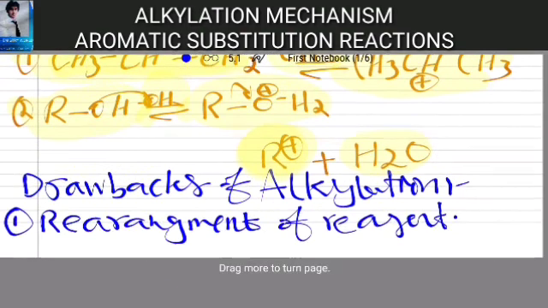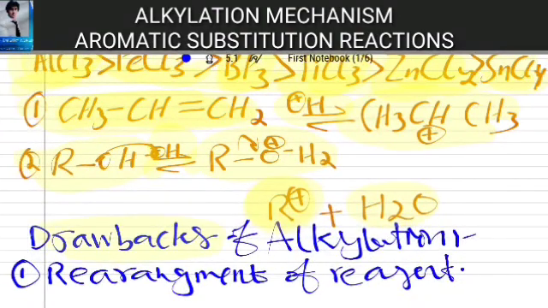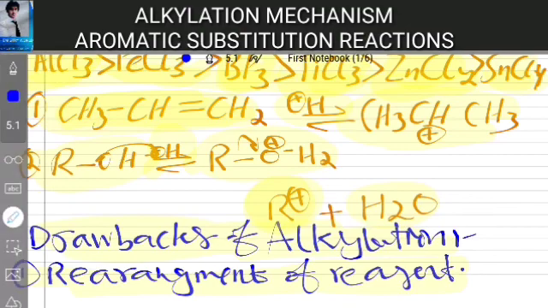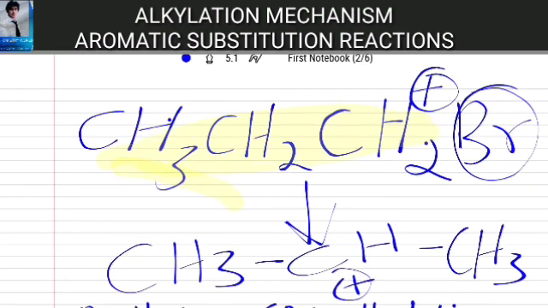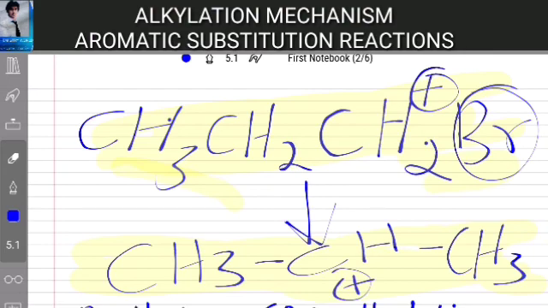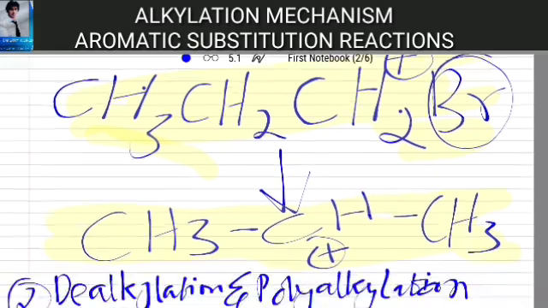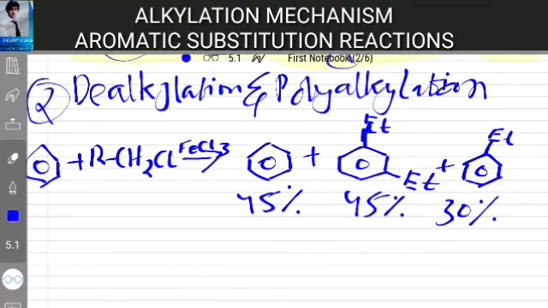Further, we had discussed drawbacks of alkylation. The first drawback is rearrangement of reagent. If we use propyl halide as an agent of alkylation, it will rearrange to this one. So rearrangement of reagent is one of the drawbacks of alkylation. The second and third drawbacks are dealkylation and polyalkylation.